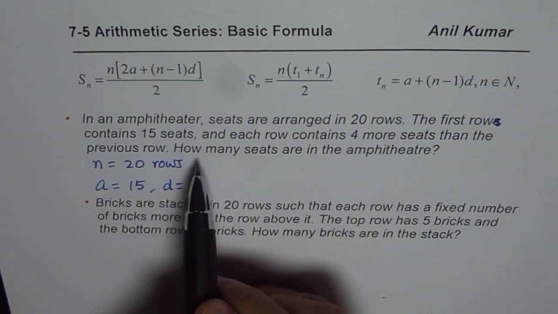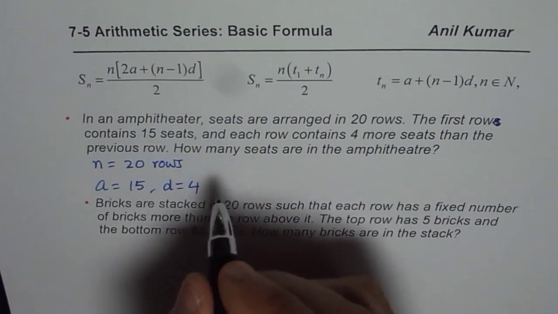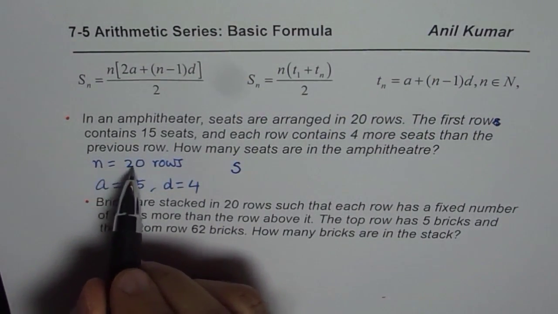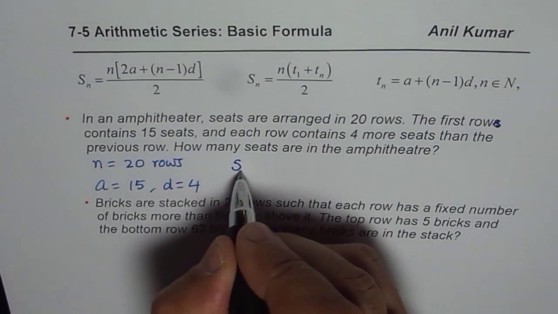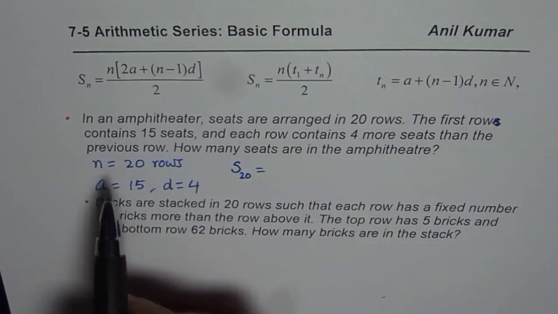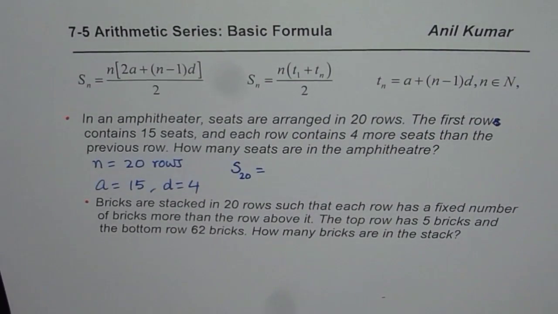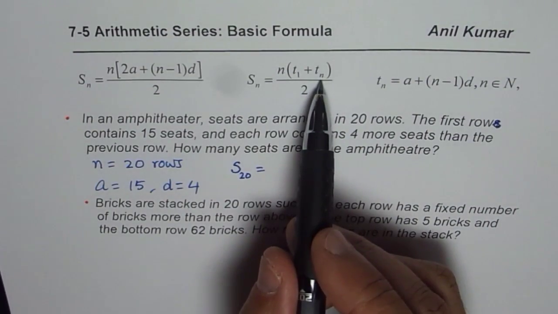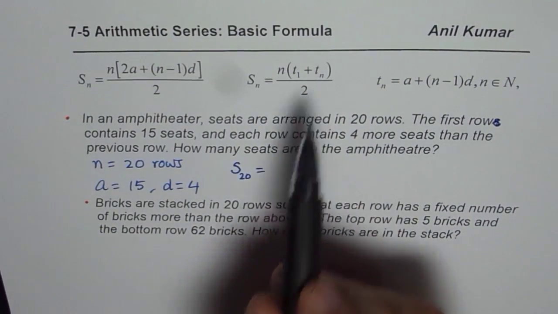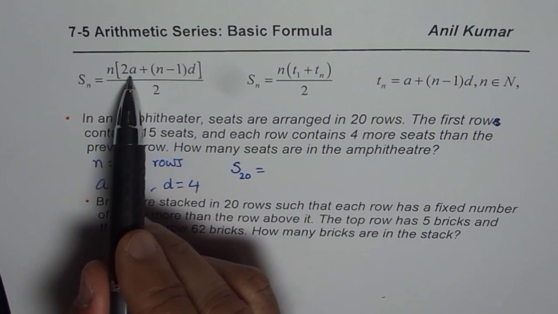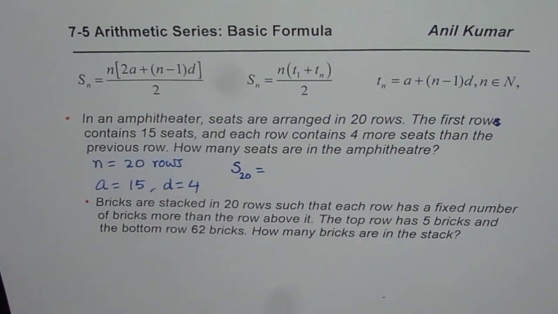Now the question is, how many seats are in the amphitheater? That means the sum of seats, right? That is what we need to find. Since there are 20 rows, sum of all 20, I will write a subscript 20 here. Do you get the point? That is S of n. Now when you know n, a and d, which formula should you use? You do not know how many seats there are in the nth row, the 20th row. So you cannot use this formula. But you know the number of rows, which is 20, the number of seats in the first row, which is 15, and the common difference. So it is the first formula which you should be using, correct? That is how you have to decide.